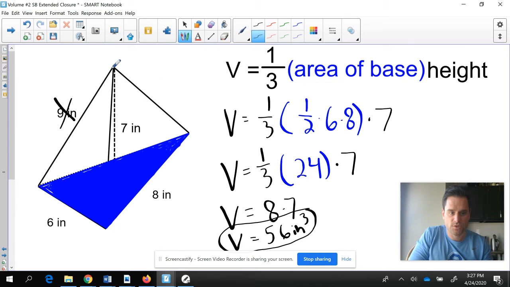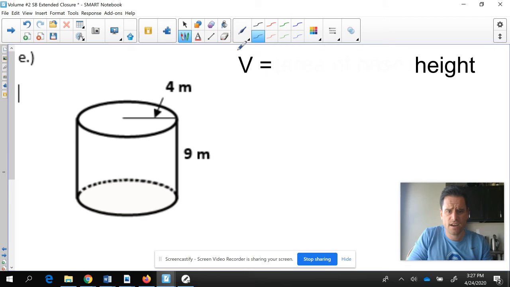And notice how it comes to a point. That's going to be just like the pyramids that you see in Egypt, very similar. Okay. Let's take on another one.